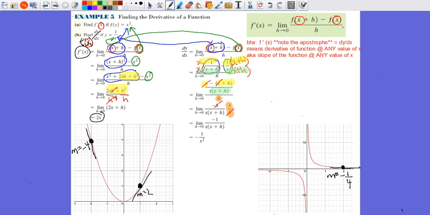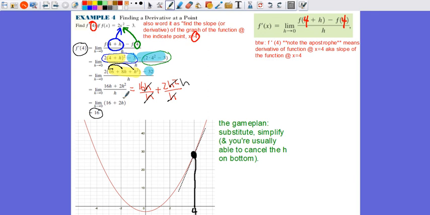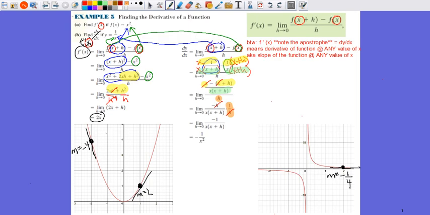Long story short, in the previous example, we were trying to find the slope at a specific point, at a specific x value. This whole slide is finding the slope at any x value.